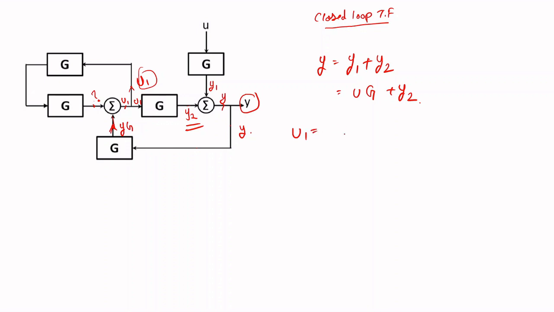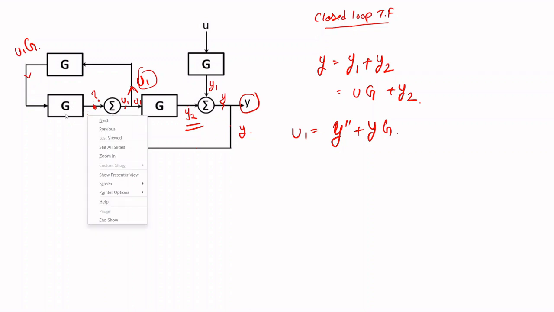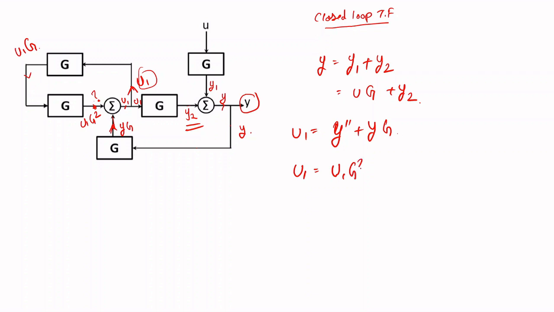That is, we can write u1 as something unknown, let's just call it y double dash, plus y times g. Now we can see that since this is u1, over here we will be having u1 into g. Similarly, at this point we will be having u1 g multiplied again by this g, so it will become u1 g square. That is, our y double dash is u1 g square. That is, we can replace it over here and it will become u1 is equal to u1 g square plus y g.